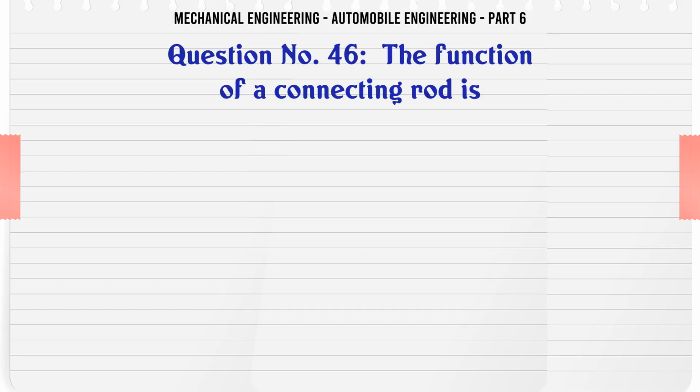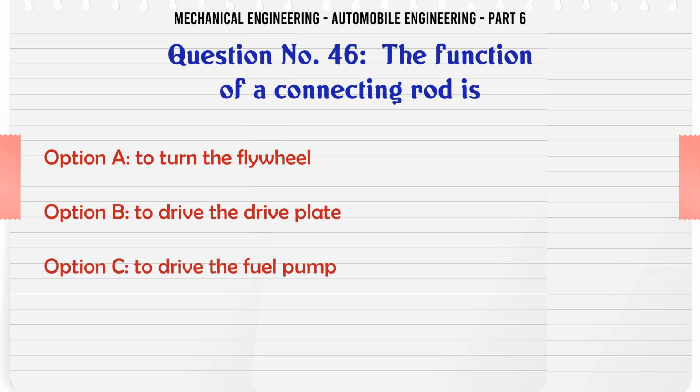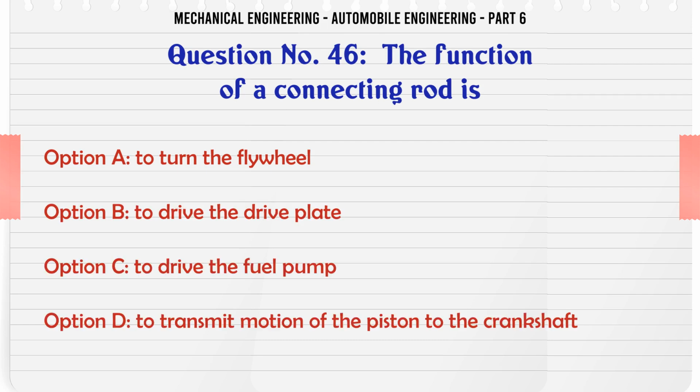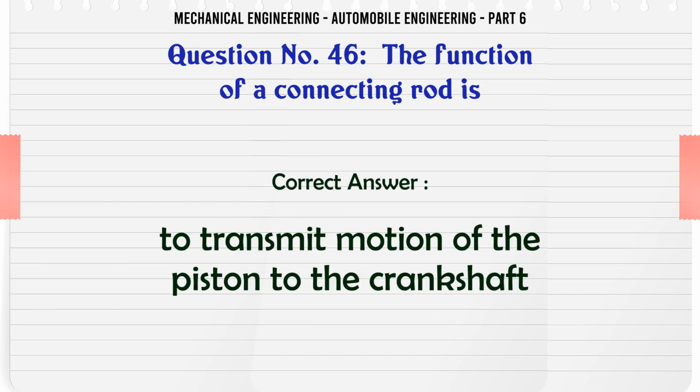The function of a connecting rod is: A. to turn the flywheel, B. to drive the drive plate, C. to drive the fuel pump, D. to transmit motion of the piston to the crankshaft. The correct answer is to transmit motion of the piston to the crankshaft.